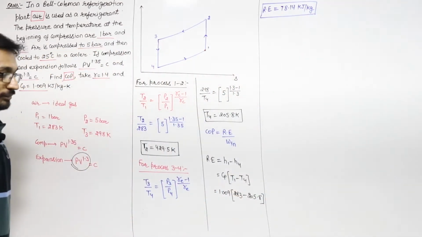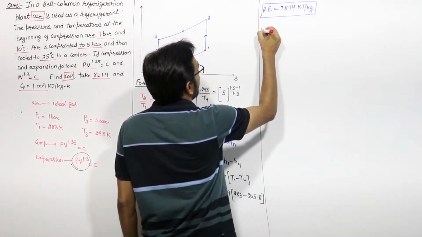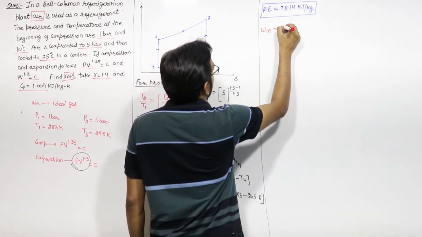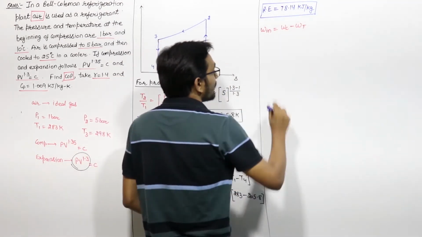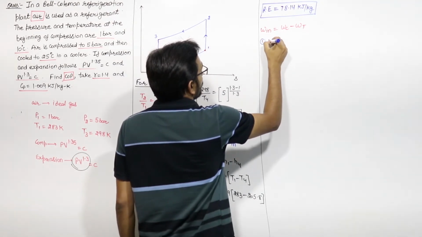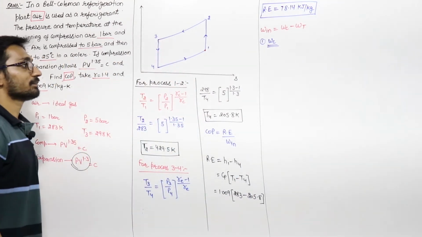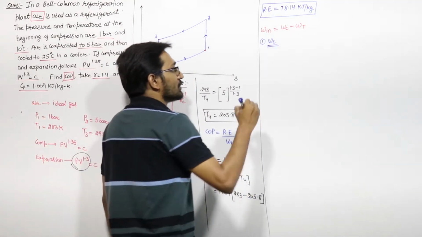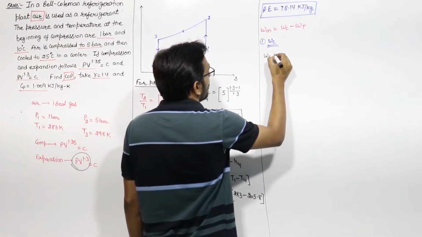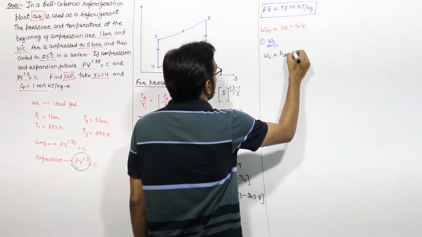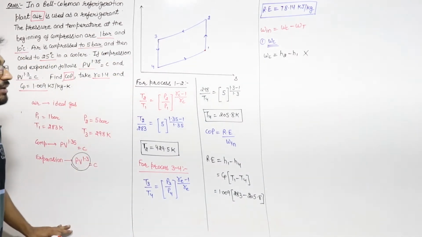Now, the most important thing is to find work input. Just pay attention here. It is equal to WC minus WT. So first of all, let us find WC. Now, the mistake students will make is that they will write WC will be equal to H2 minus H1. And this is wrong. You cannot write this.